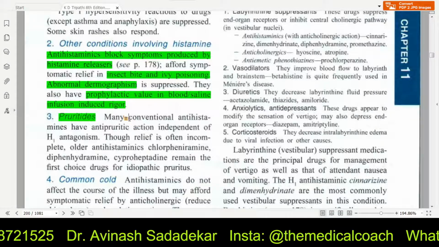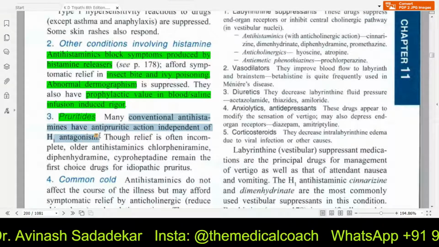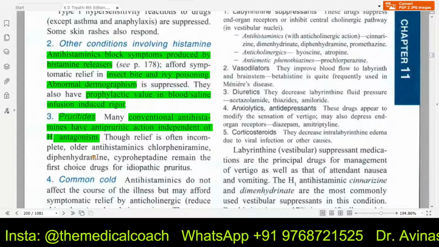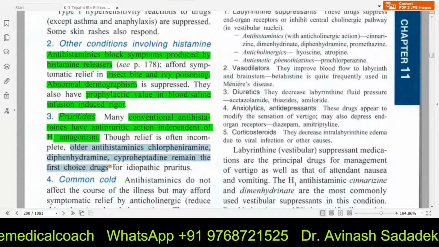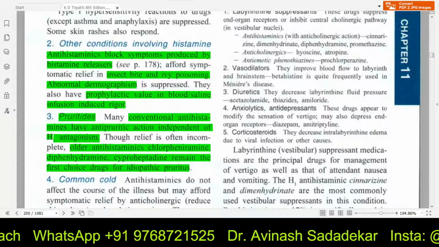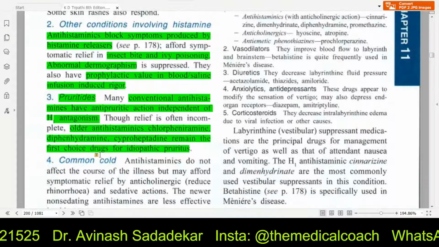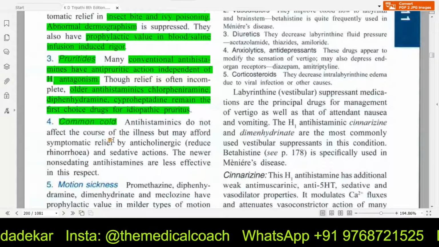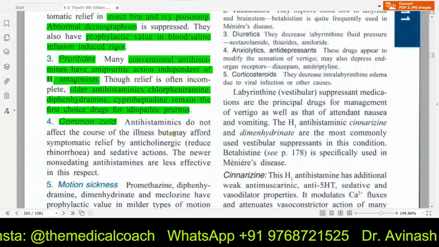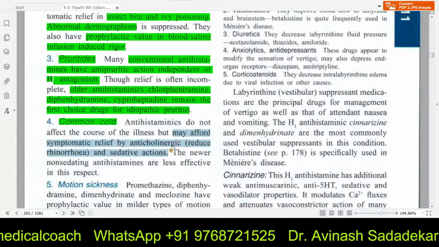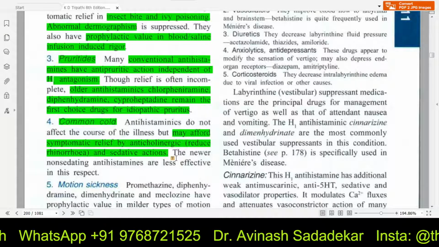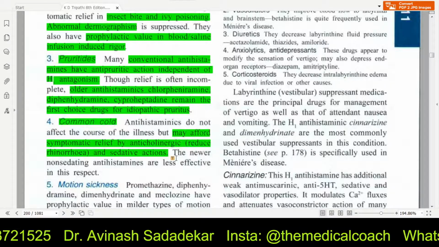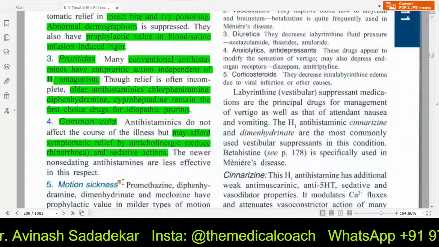Many conventional ones have antipruritic action, which is independent of H1 antagonism. You don't get 100% relief, but older ones are better for idiopathic pruritus. Simple. Can you give it for common cold? Not really. They don't affect the course of illness. The max they do is symptomatic relief by their anticholinergic and sedative action. So the patient sleeps better, kind of recovers faster, and the anticholinergic action reduces nasal secretions.